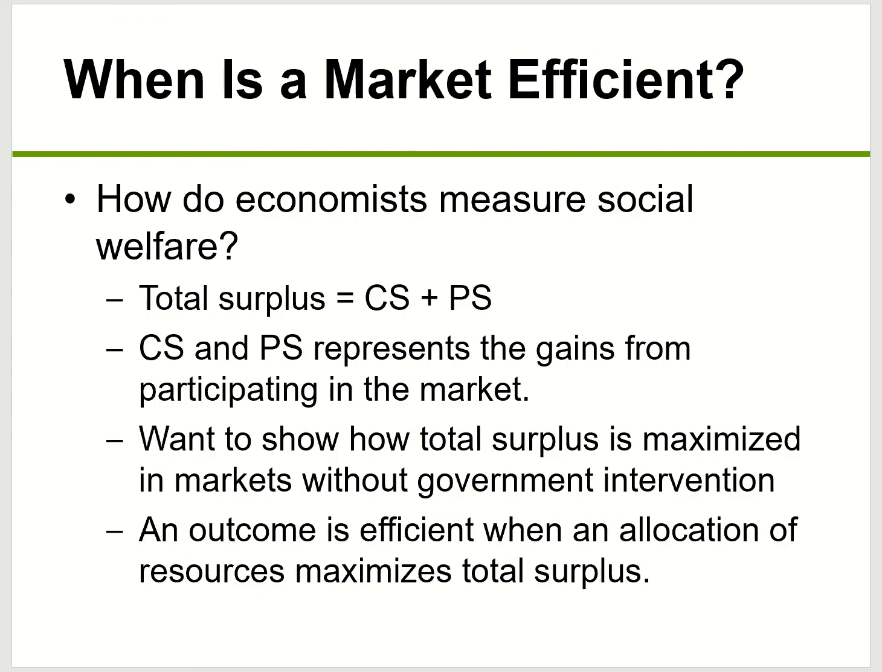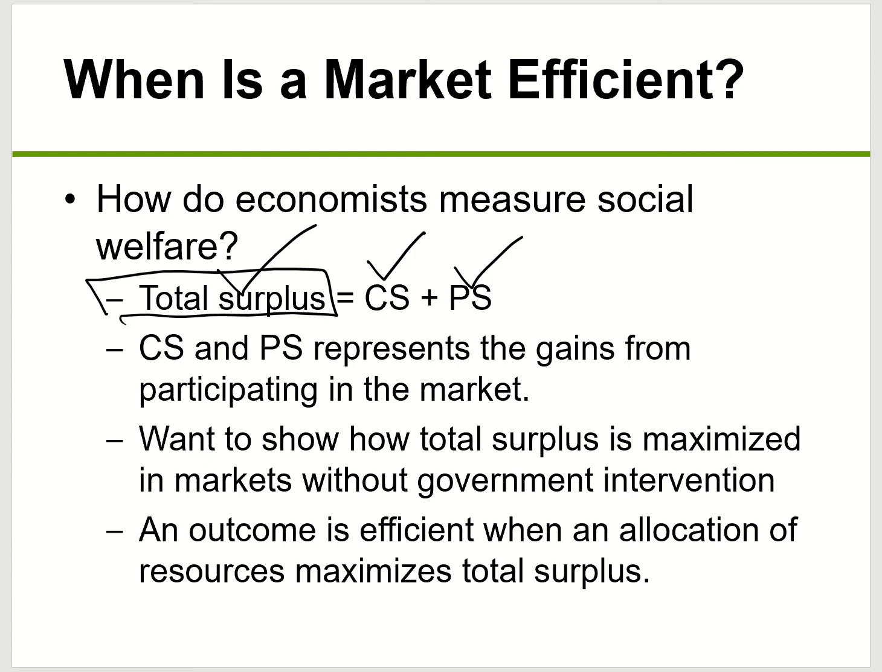All right, so to find market efficiency, we have a new measurement. It's called total surplus. So the goal for every single consumer is to maximize our consumer surplus. The goal for every single producer is to maximize our producer surplus. And then the goal for every single economy is to maximize our total surplus. Okay, so let me say it one more time.